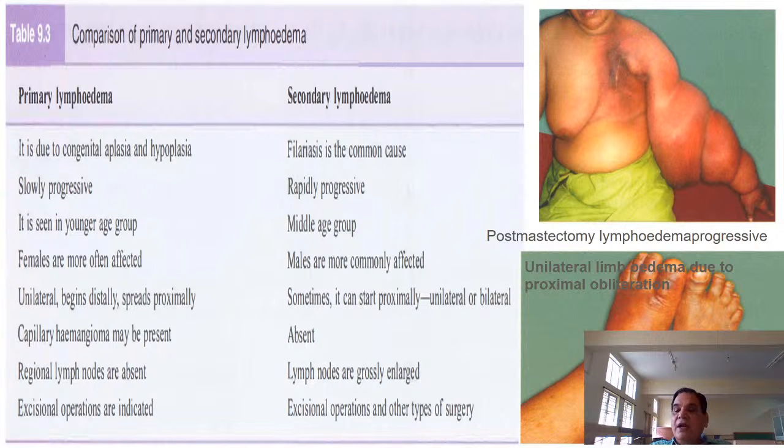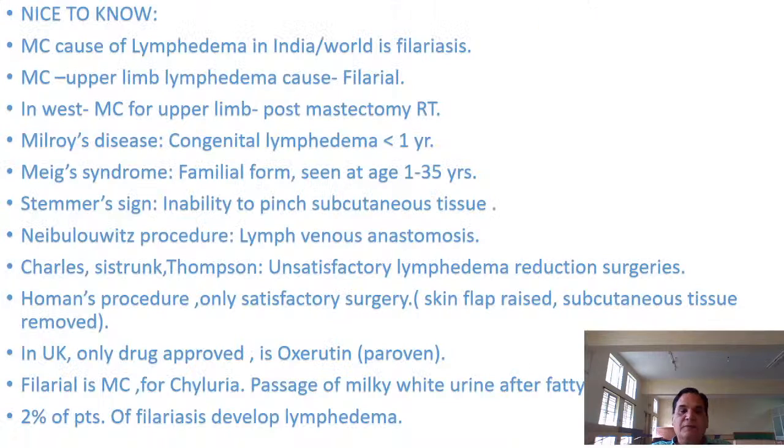On the right side, it is a post-mastectomy. See the lip. We feel sorry for that lady. It is cancer en cuirasse. It is a lymphangiosarcoma type, a very painful condition after radiotherapy of the breast. And below, it is a unilateral lymphoedema due to proximal obliteration. These are types of secondary lymphedema.